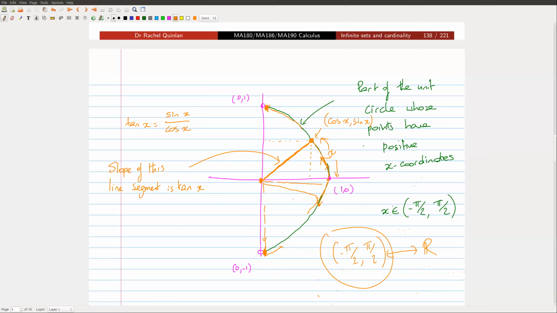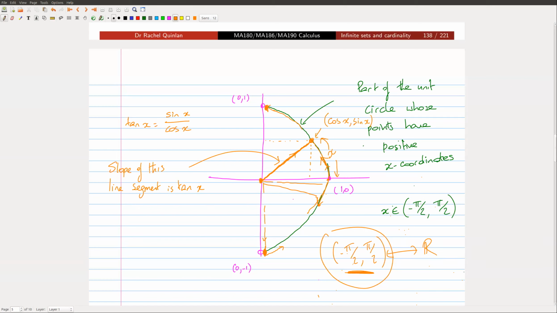As we travel through values from minus pi over 2 towards 0, through all the negative values in this interval, the slope of this line segment, which connects us to the origin, travels from minus infinity up to 0. Then as we travel to the upper quadrant, where our element of the bounded interval travels upwards from 0 through the positive numbers as far as pi over 2, the slope of that orange line segment increases from 0 to infinity.